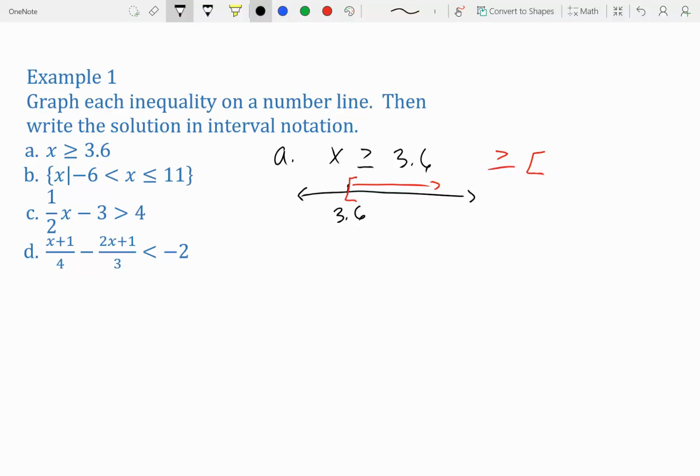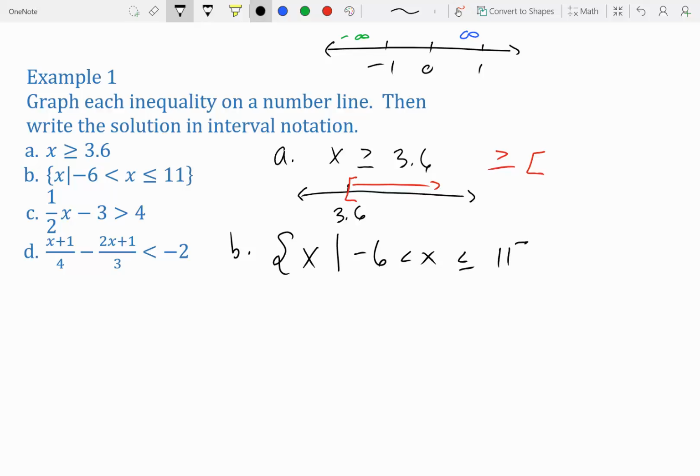Because remember, on a number line, we have 0, 1, and negative 1. To the left are all our negative numbers, and to the right of 0 are all our positive numbers. Alright, B. So B says x such that negative 6 is less than x, and x is less than or equal to 11.